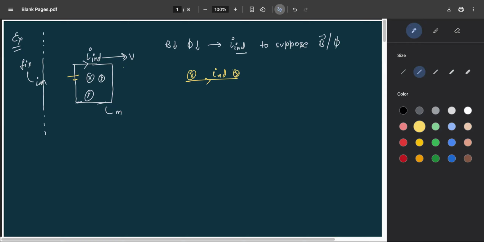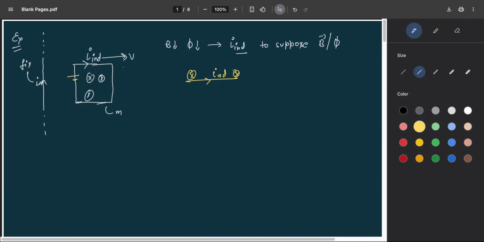Yeah, there is always some force on a wire when it is kept in a magnetic field and it is carrying a current. What is the direction of force on it?